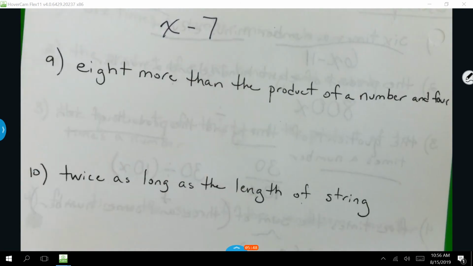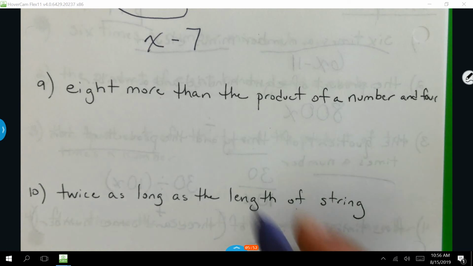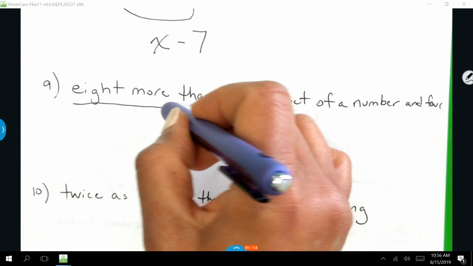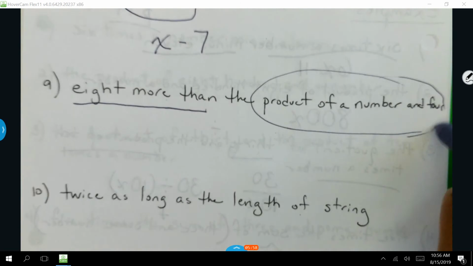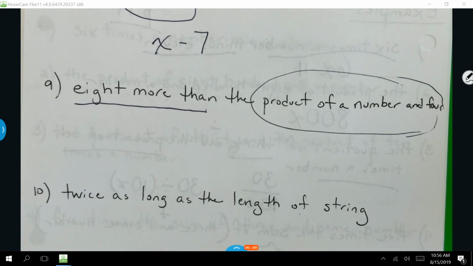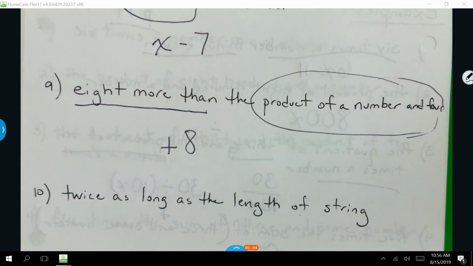Okay. 8 more than the product of a number and 4. So this is how I see it when I read it. 8 more than, and then this part, the product of a number and 4. Technically, 8 more than means you're going to add the 8 at the end, but with addition, order does not matter. It's the commutative property for addition, and the same with multiplication. The product of a number and 4.